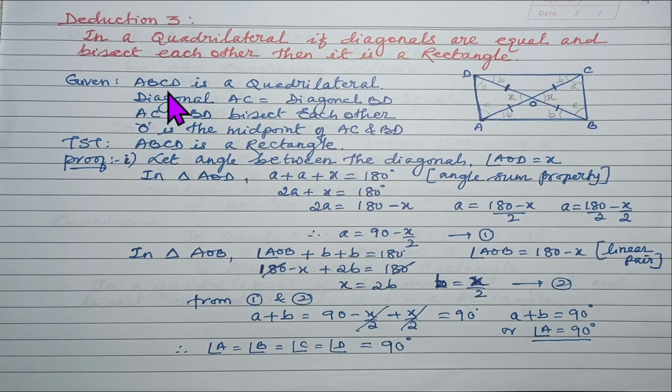Now what is given to us? ABCD is a quadrilateral. Diagonals AC and BD are equal. AC and BD bisect each other, that means O is the midpoint of the two diagonals. Now we have to prove that ABCD is a rectangle.